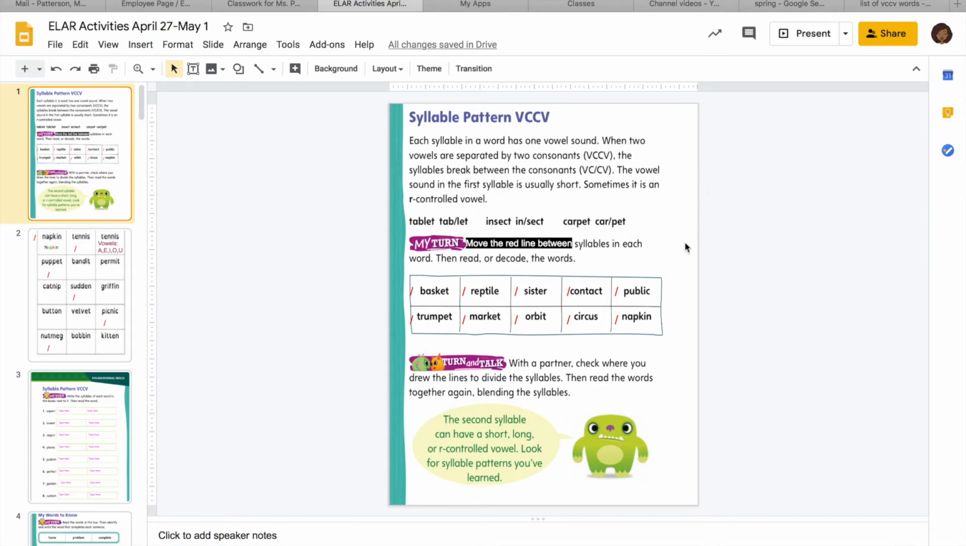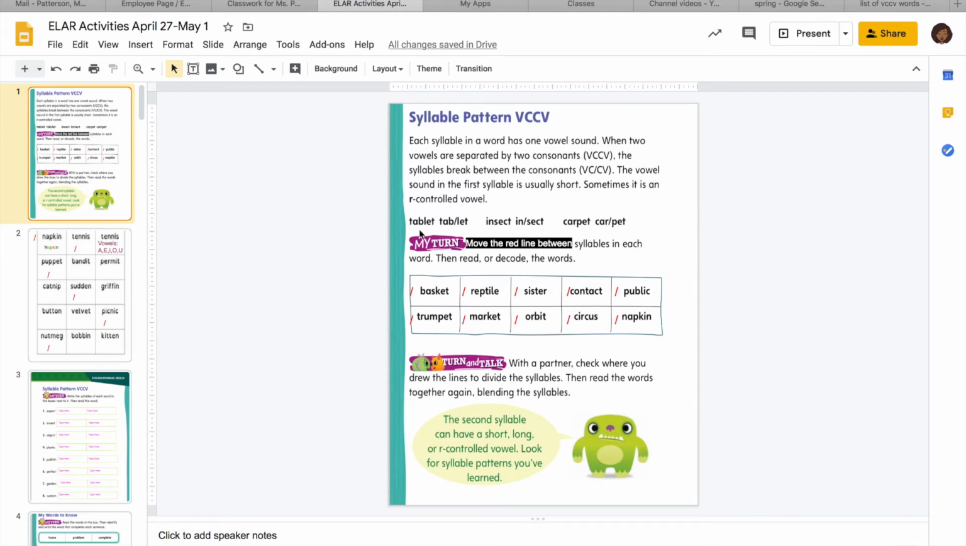The syllables break between the consonants. So you have vowel, consonant, then you have a break, consonant, vowel. So it's breaking in between the two consonants, the two C's. The vowel sound in the first syllable is usually short. Sometimes it is an R-controlled vowel.